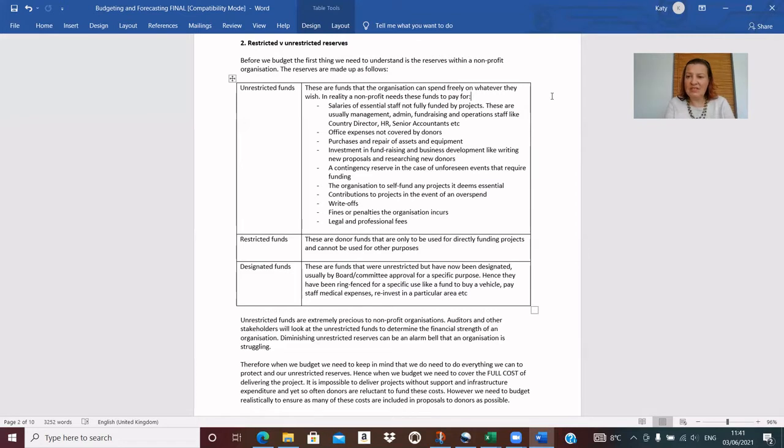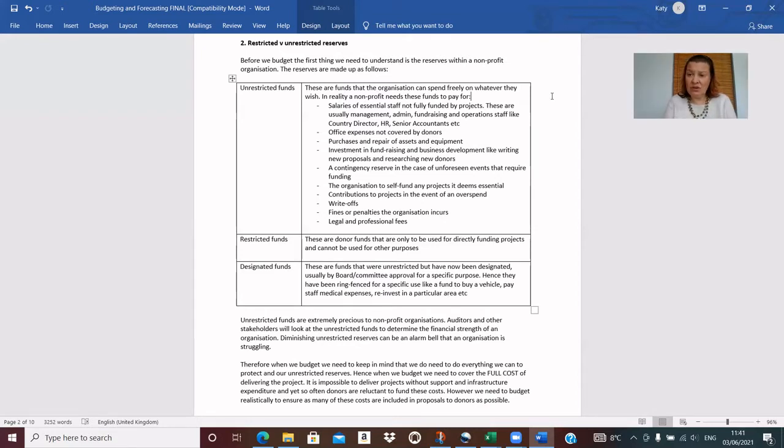So unrestricted funds are incredibly important to our organisations. In a way, they're the funds we have to earn for ourselves. Obviously, we're earning donor funds through our work on proposals, etc. But unrestricted funds are not coming from a big donor, they're not coming direct. We have to earn them somehow through other fundraising activities.